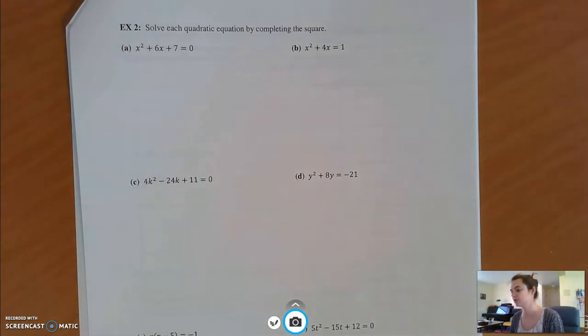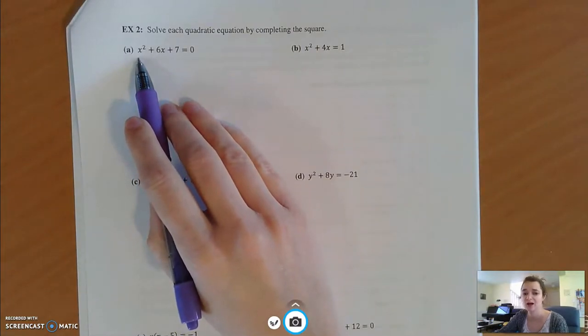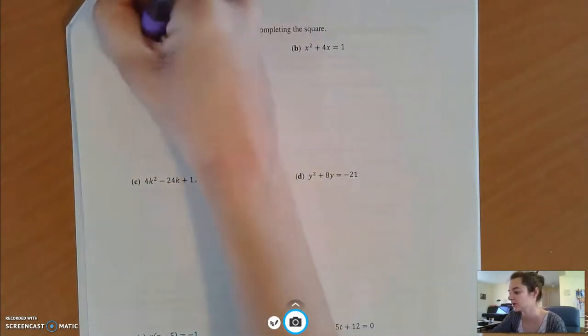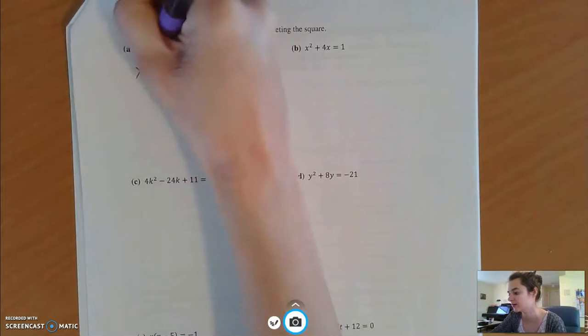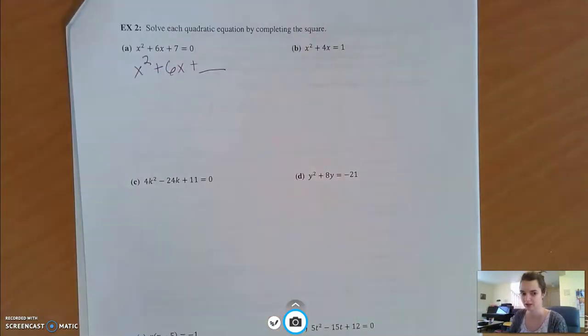First one I have in example 2a is x squared plus 6x plus 7 equals 0. Good news, it's just a regular x squared, so I don't even have to divide at the beginning. I'm ready to go. Okay? So then I'm going to set it up for completing the square. What that's going to look like is I'm still going to have the x squared, still going to have the plus 6x, and then I'm going to have a plus blank here because I want to complete the square.